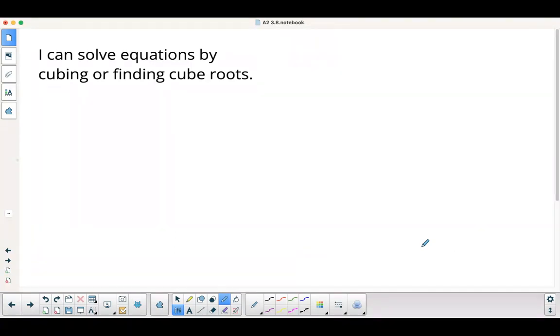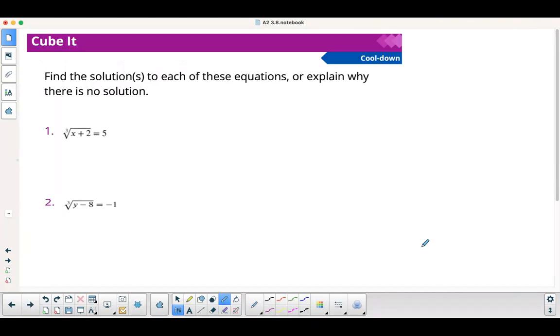All right, so our goal today, I can solve equations by cubing or finding cube roots. I think we did a lot of that, and I think you should be good with that. Find the solutions to each of these equations or explain why there is no solution. All right. Cube both sides. There we go. Now, cube roots can equal negative.